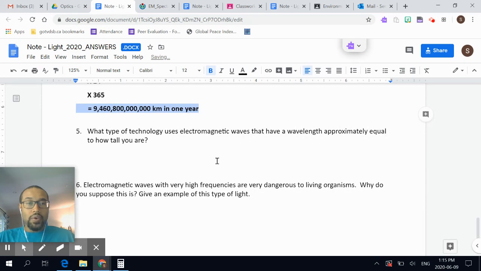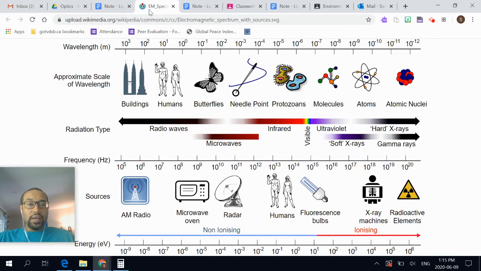Good. Okay. What type of technology uses electromagnetic waves that have a wavelength approximately equal to your height or how tall you are? Well, again, let's go to our electromagnetic spectrum and take a look. Most of us are 2 meters or less in height, so we're looking in the range right here. Here's 10 to the 1, here are human beings, and we're looking at what type? Looks like radio waves.